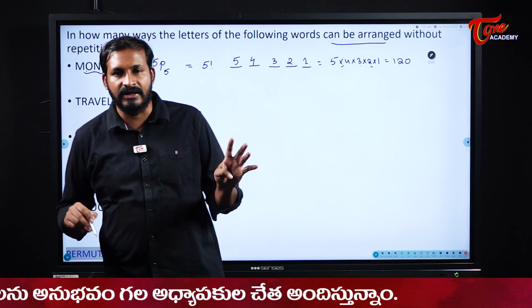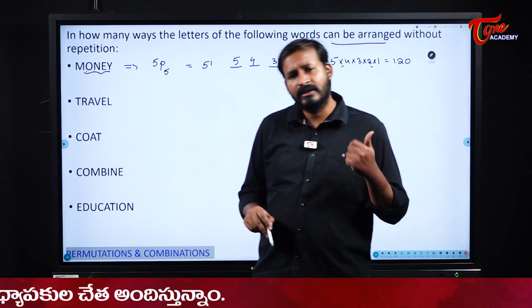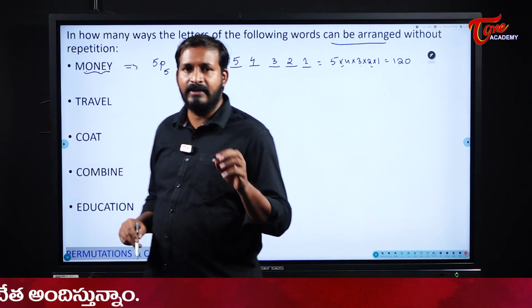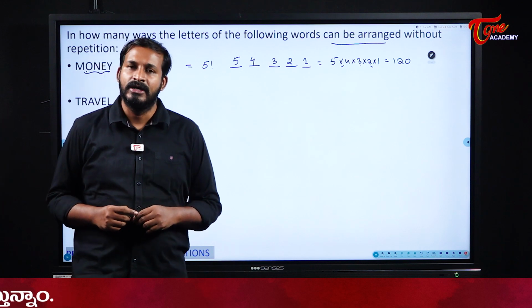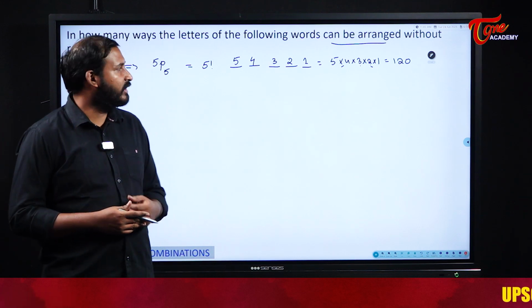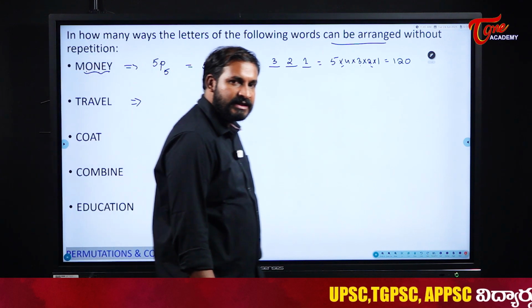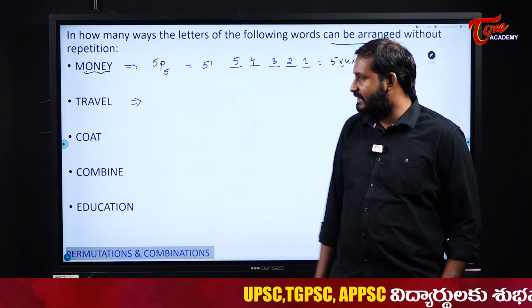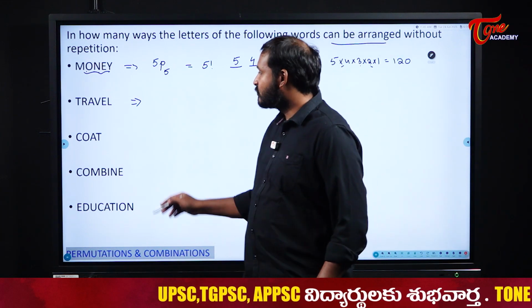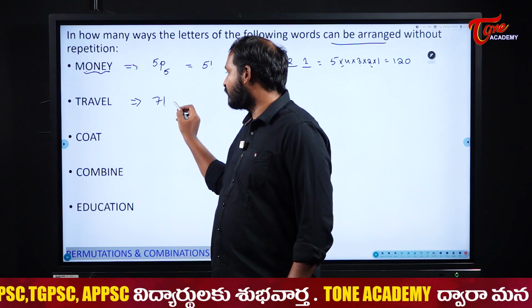See here, students, please try to remember the factorials at least up to 8. Minimum. More than that is also necessary, but a minimum of 8 factorial. Please try to remember them so that we can write the answers quickly. Okay, right. Next one, travel. Total how many letters are there in travel? 7 letters are there, sir. Okay, good, super. So I can arrange travel in how many ways? Directly now I will write it as 7 factorial.